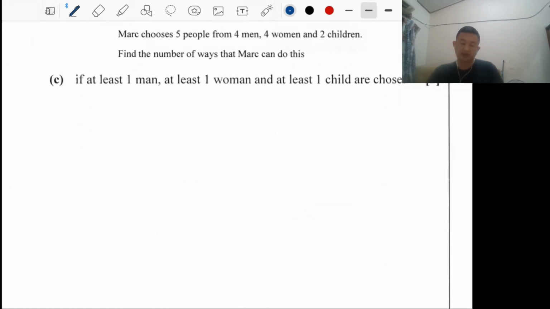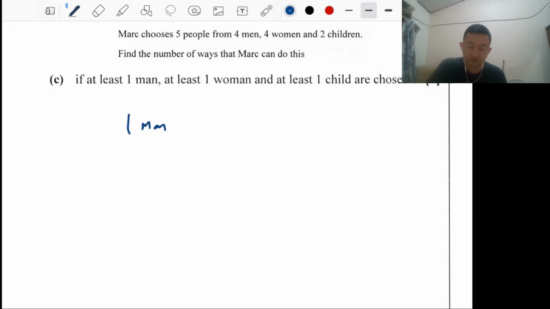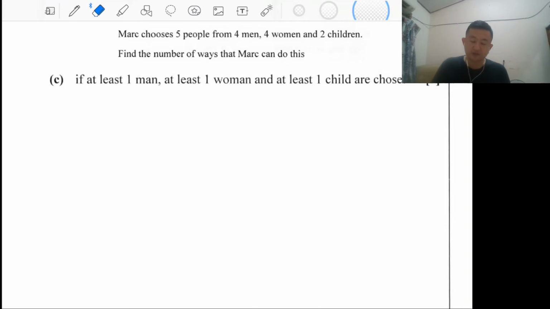Okay, there's another question. If at least 1 man, 1 woman, and 1 child are chosen, there is a lot of working if you want to write. Because it can be 1 man, 2 women, and 2 children to make it 5. Or it can be 3 men, 1 woman, and 1 child. A lot to list. So when there's a lot to list, there will be a shortcut. Okay, think of a shortcut.